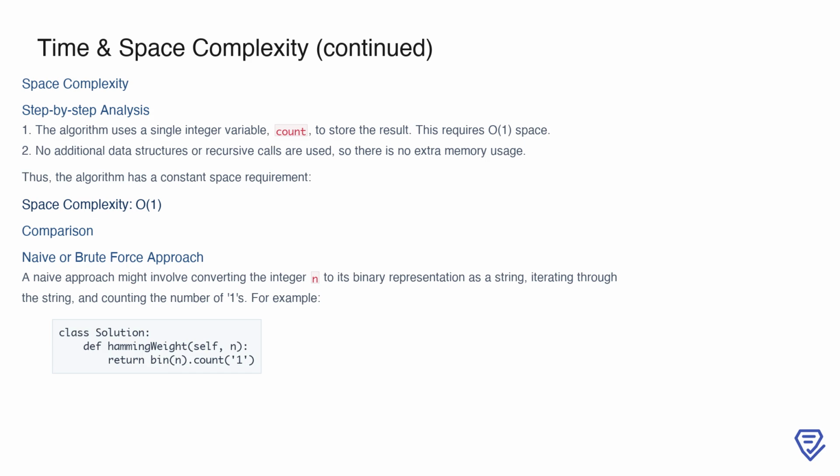For comparison, a naive or brute force approach might involve converting the integer N to its binary representation as a string, iterating through the string, and counting the number of ones. For example, using Python's built-in bin function and count method, we could write a solution like this: return bin(n).count('1'). While this approach works, it introduces additional overhead that we'll examine further.